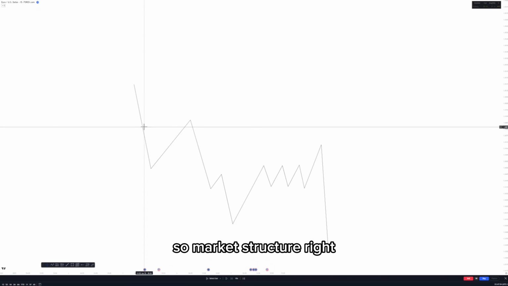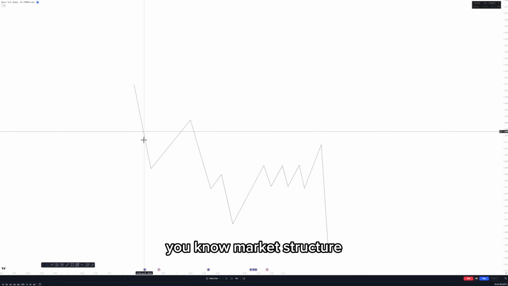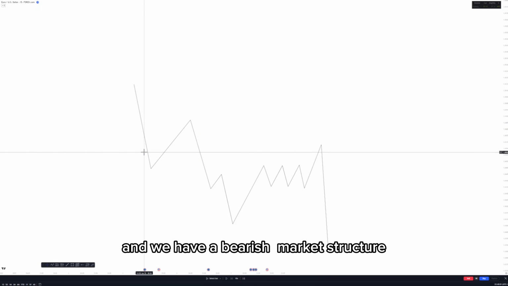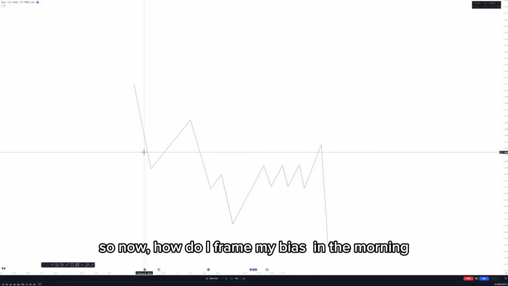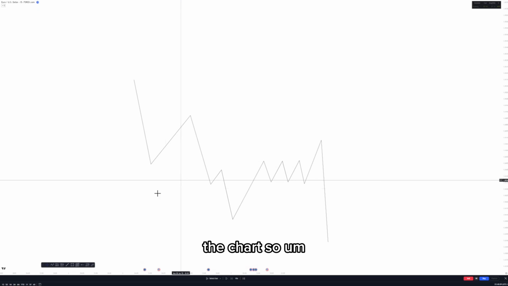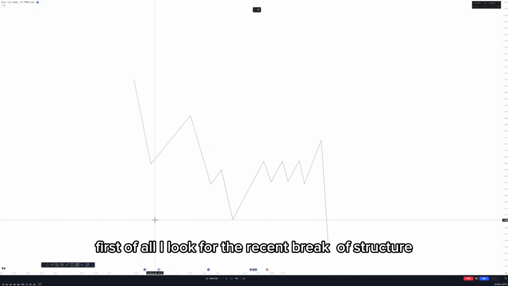So, what's market structure? We have two types of market structure: a bullish market structure and a bearish market structure, and we also have swing structures and internal structures. Now, how do I frame my bias in the morning? As you can see, this is the chart. First of all, I look for the recent break of structure.